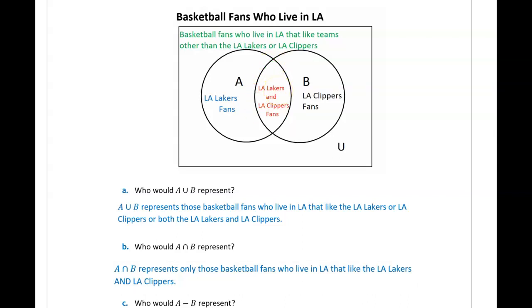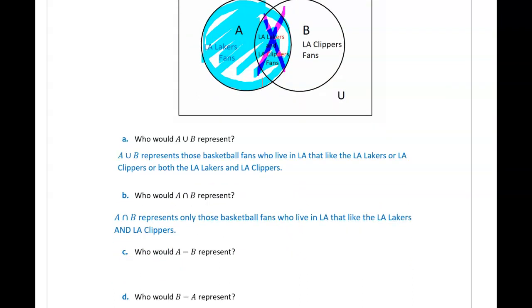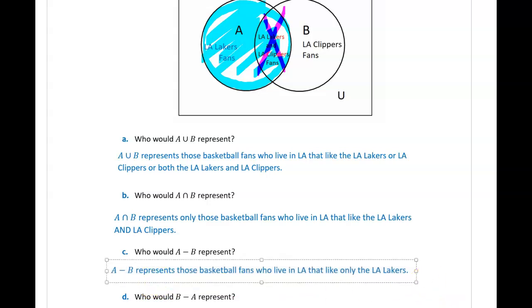Part C. Who would A not B represent? So A not B, let's look at that. Set A is everyone in here. But you want everyone who's in set A, but not in set B. So what we're left with are those fans that only like the LA Lakers.